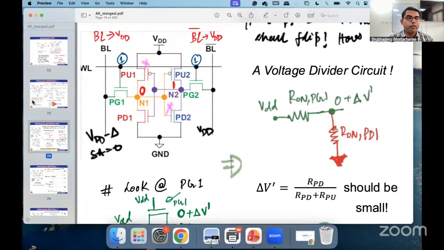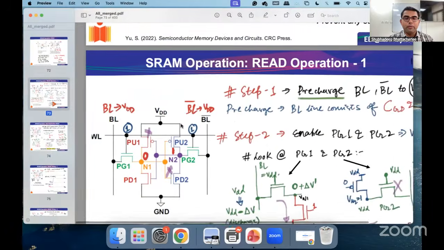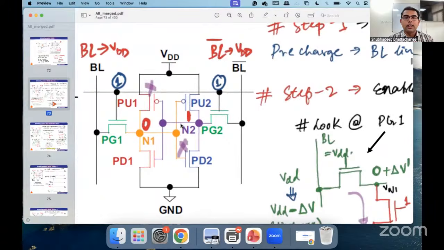The objective of a read operation in SRAM, as we saw in this particular schematic, is that node N1 had a value 0 stored in it, and N2 had, of course, the complementary, which is 1. And the idea was, how will the read happen? As we saw, first we pre-charge the bit lines to VDD, and both the bit line and bit line bar are pre-charged to VDD. Then you assert the word line, and as a result, the pass gate 1 transistor turns on.